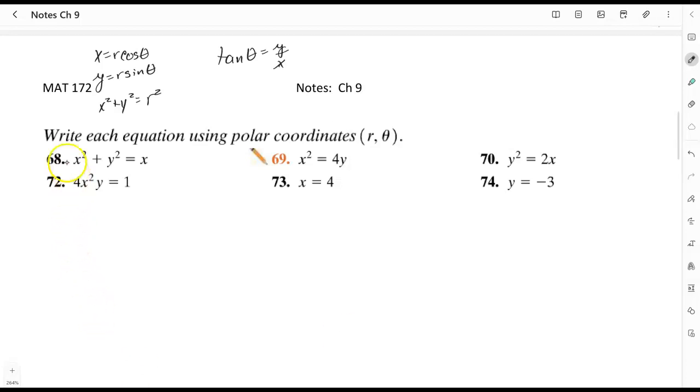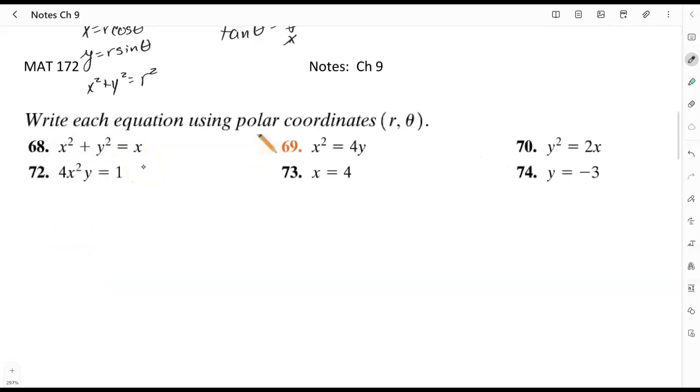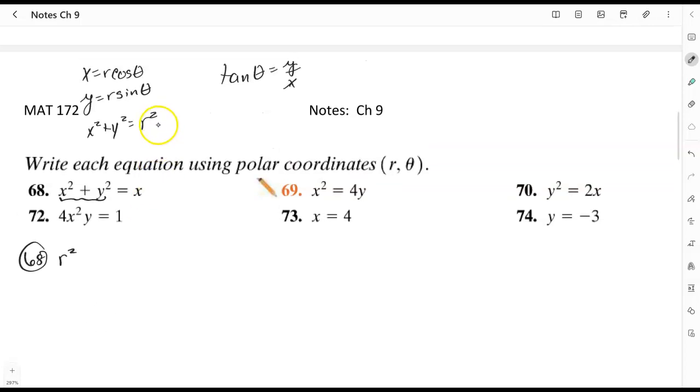So let's look at this first one. X squared plus y squared is equal to x. And let's make our substitutions. So we know x squared plus y squared is going to be equal to r squared. Okay, that's coming from this guy here. And then x is equal to r cosine theta. And we could simplify this by dividing both sides by r. So r equals cosine of theta.